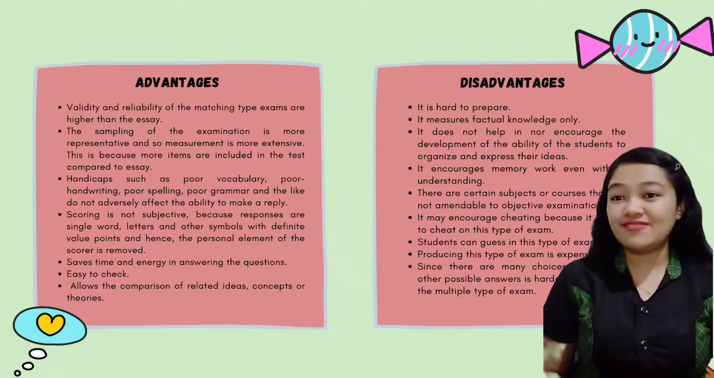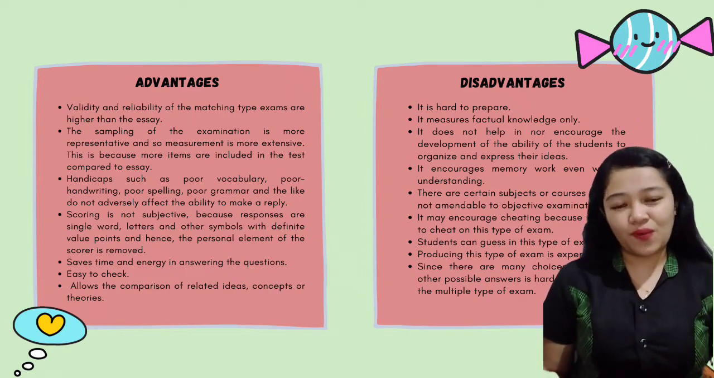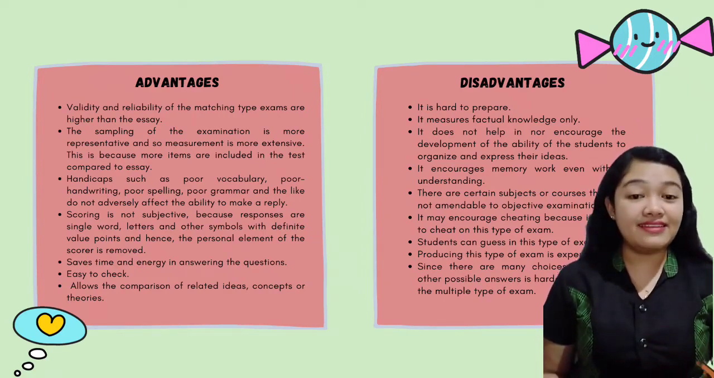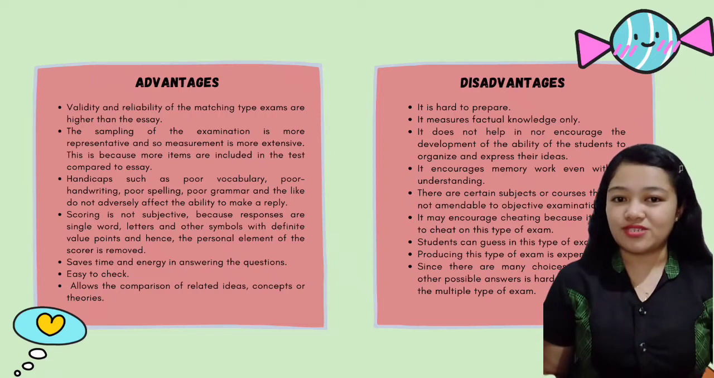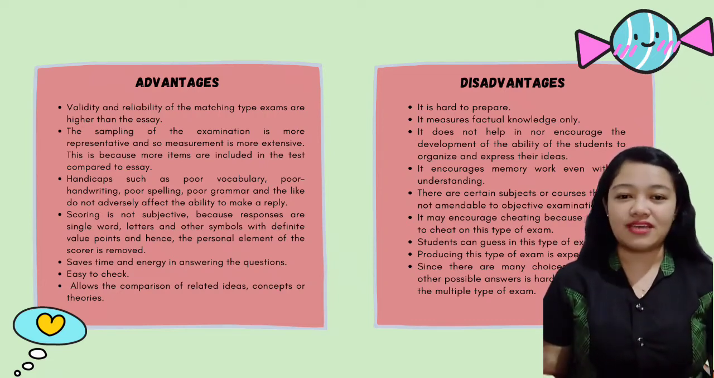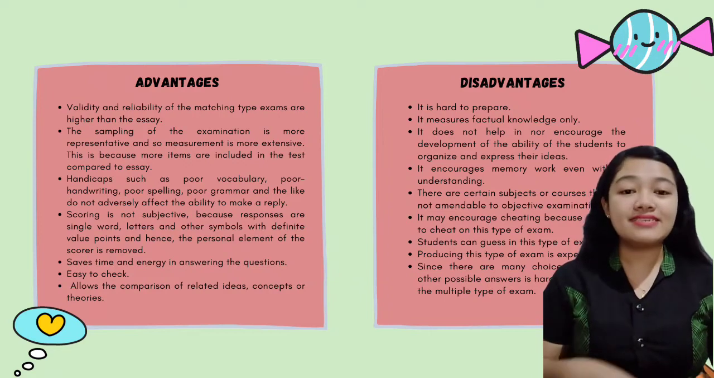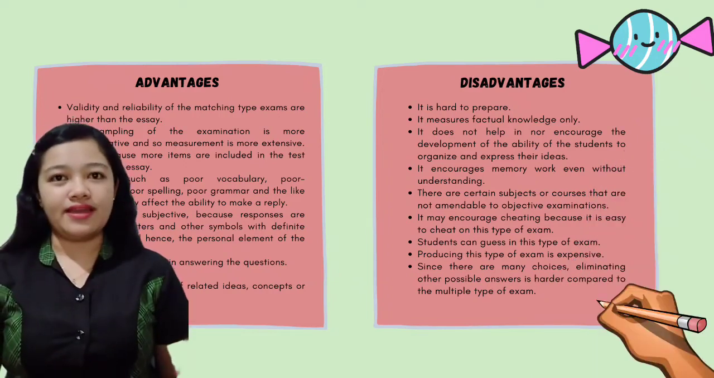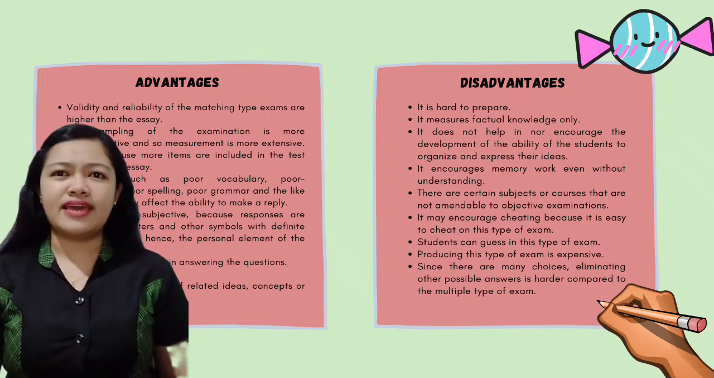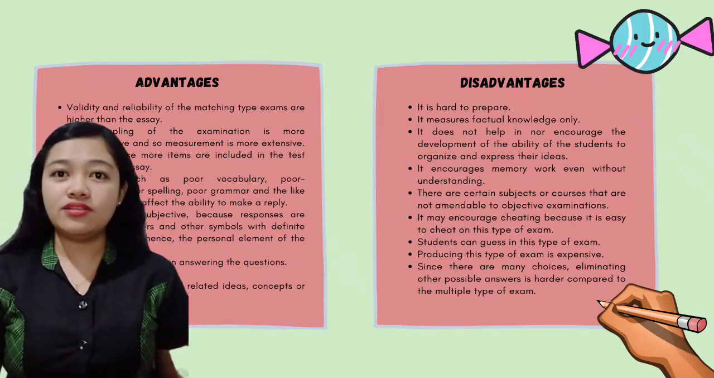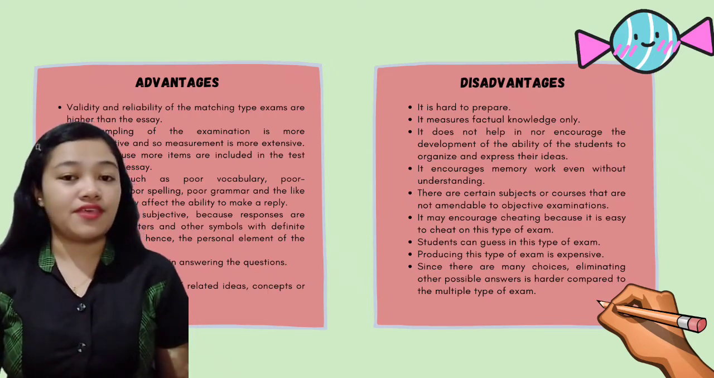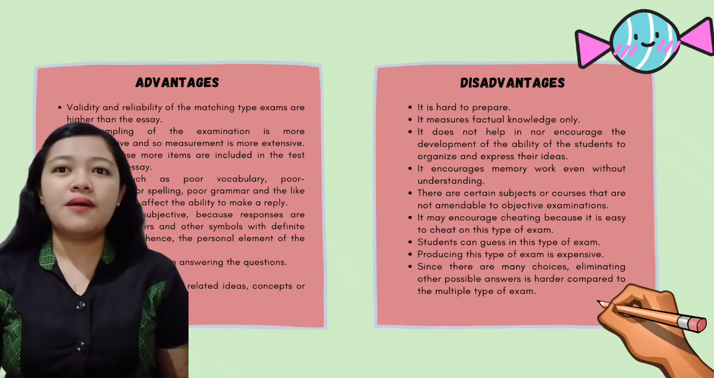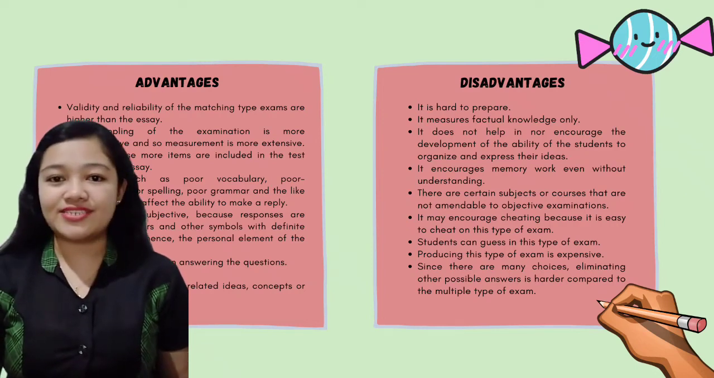And the next one, it saves time and energy in answering the questions. It's easy to check and it allows the comparison of related ideas, concepts, or theories. So those are the advantages in matching type. Now, let's move on to our disadvantages. So first one, it is hard to prepare. Next, it measures factual knowledge only. Next, it does not help nor encourage the development of the ability of the students to organize and express their ideas. Next, it encourages memory work even without understanding.